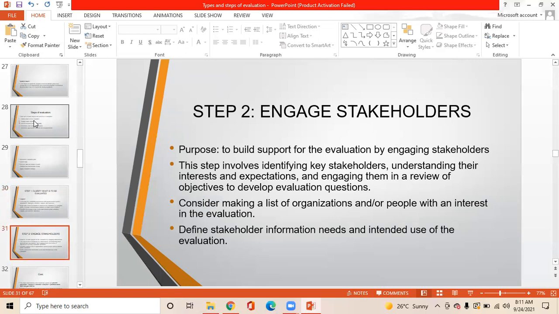Second step is engage stakeholders. Purpose is to build support for evaluation by engaging stakeholders. This step involves identifying key stakeholders, understanding their interests and expectations, and engaging them in a review of objectives to develop evaluation questions. Consider making a list of organizations and or people with an interest in the evaluation. Define stakeholder information needs and intended use of the evaluation.